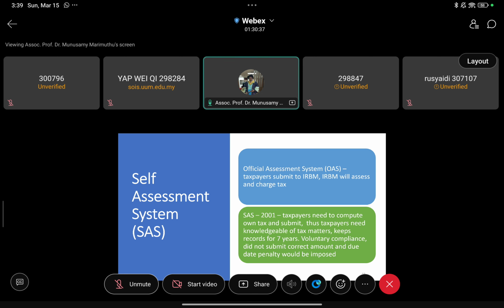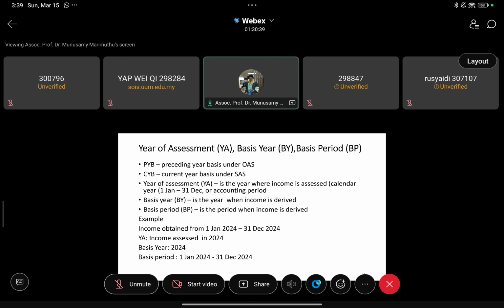So you must prove. Okay, the last part here. This is old and new. PYB means preceding year, last year. So under the old system, last year will be taxed in the current year. That means if this is 2025, in 2026, when you compute, 2026 is meant for 2025. Preceding year, last year. But now, no more. Now it is the current year. Of course, in 2026, you fill out the form, it's meant for 2025.